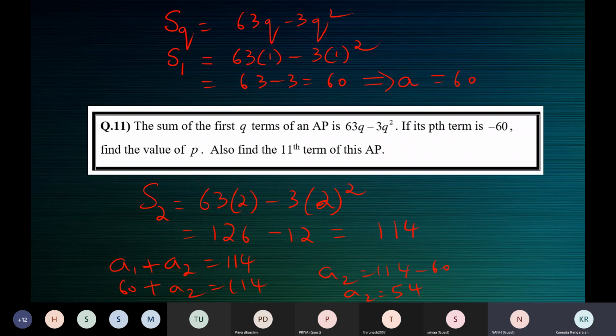See, all we want is the first term and the common difference. Whenever you're given Sq, Sn, Sp, An, Ap, Aq, you can generate the AP by giving values 1 and 2. You don't need 3. 1 and 2 will do. Find S1, S2 or A1, A2. When An is given, you will find A1 and A2 straight away, the first term and the second term. When Sn is given, you will find S1 and S2. S1 is the first term, but S2 is the first term plus the second term.